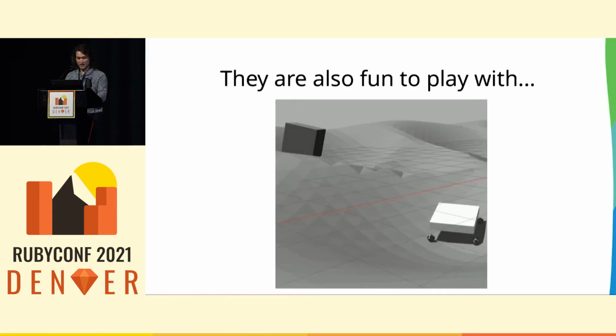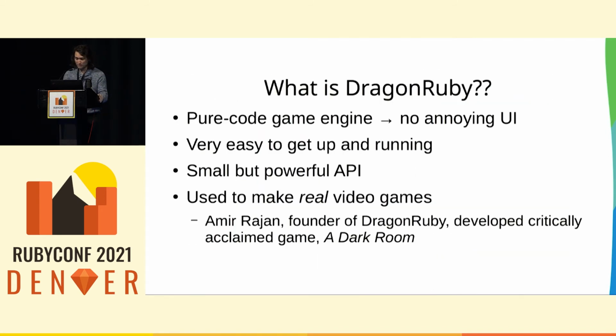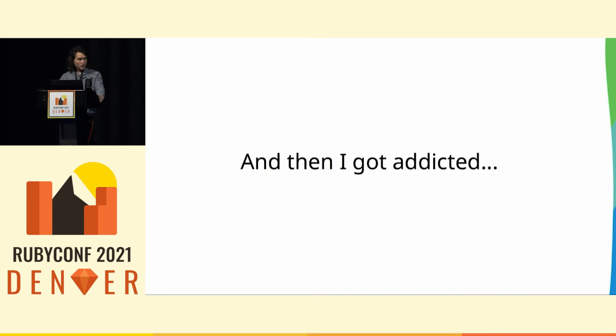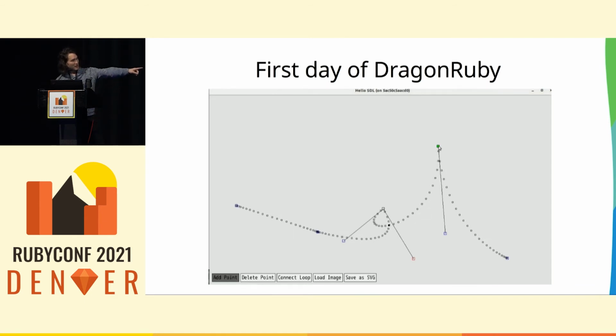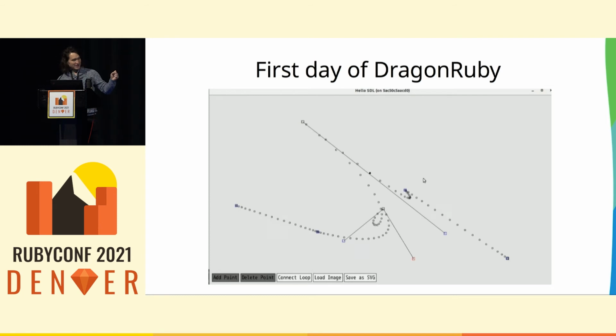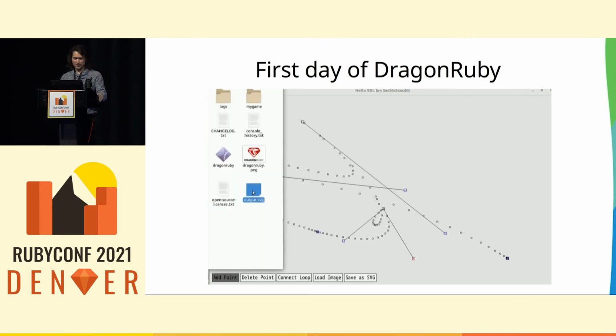So DragonRuby, basically, this was the enabling technology for a lot of the kinds of things that we're looking for. So I very quickly got addicted. And on the first day of DragonRuby, this is what I made. It's a little system to create various shapes, I guess. It's almost like a vector editing tool. You can save and load images and things like that.